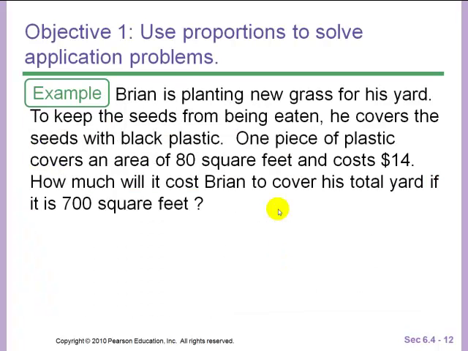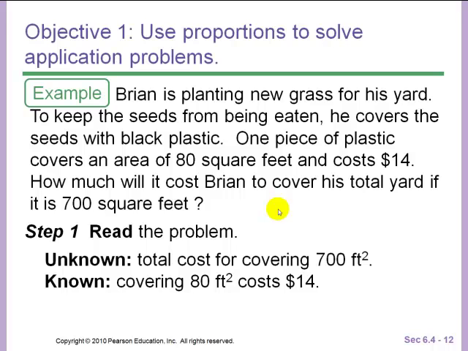Our third example. Brian is planting new grass for his yard. To keep the seeds from being eaten, he covers the seeds with black plastic. One piece of plastic covers an area of 80 square feet and costs $14. How much will it cost Brian to cover his total yard if it is 700 square feet? So if we read the problem, our unknown is the total cost for covering the 700 square feet. The known is that covering 80 square feet costs $14.